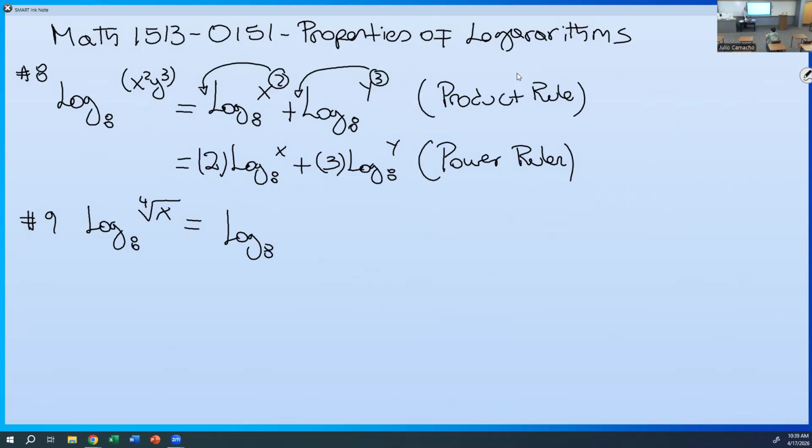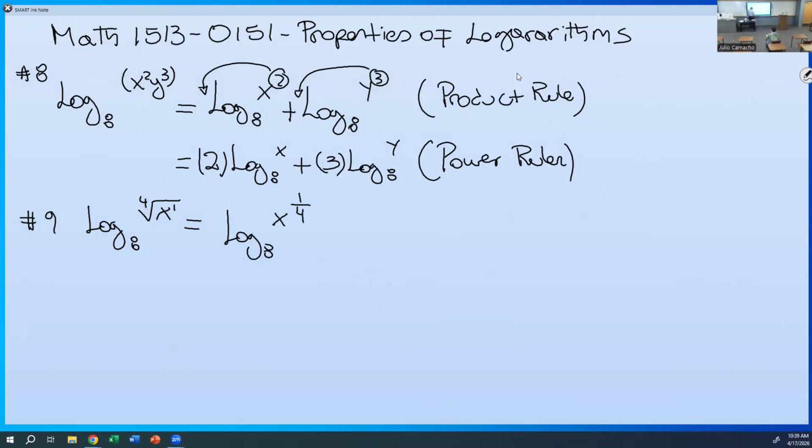The exponent of x is 1, because when they don't give you a leading coefficient or an exponent, you can put 1 as a default. When we put this in exponential form, the index, which is 4, goes as the denominator, and the exponent of the radicand is the numerator. So that will be x raised to the 1/4.